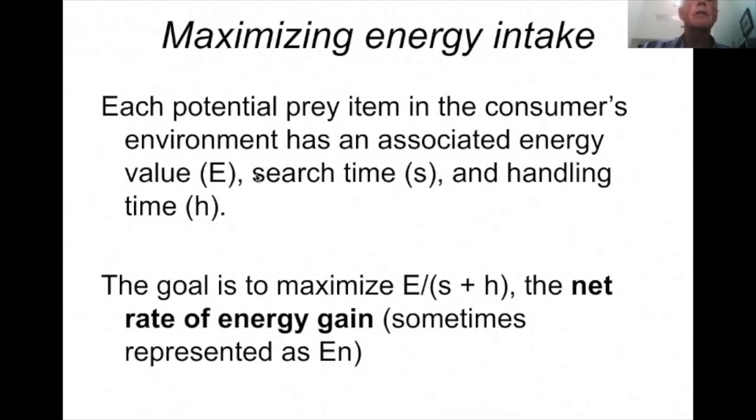So there are these three elements. We're going to move into something that's a little bit mathematical now, but there are these three elements: energy, search time, handling time. And the goal of an energy maximizer is simply to maximize the value of E divided by S plus H. E is the amount of energy that comes in. S plus H is the amount of time it takes to get that energy. And this is called the net rate of energy gain. And it's sometimes referred to as just E_N in the parlance of foraging ecology and the economics of consumer choice, all right? So the amount of energy divided by the amount of time it takes to find the prey, plus the amount of time it takes to subdue and consume that prey once it's been found, defines this value, the net rate of energy gain. And the goal conceptually is to maximize the net rate of energy gain.